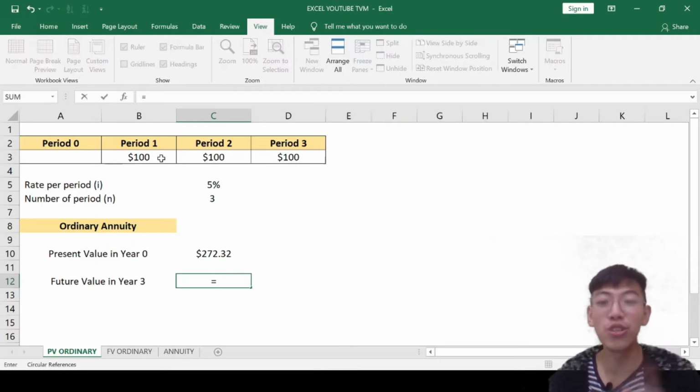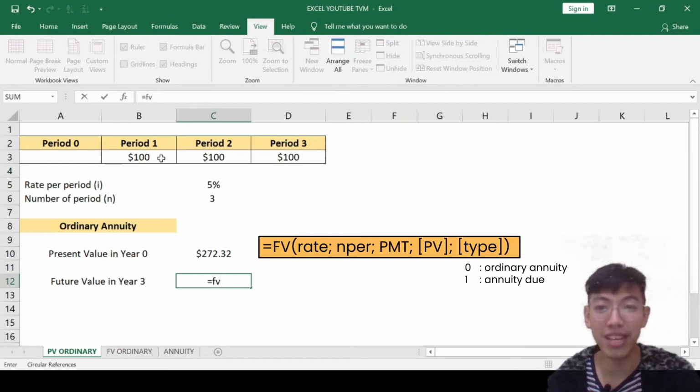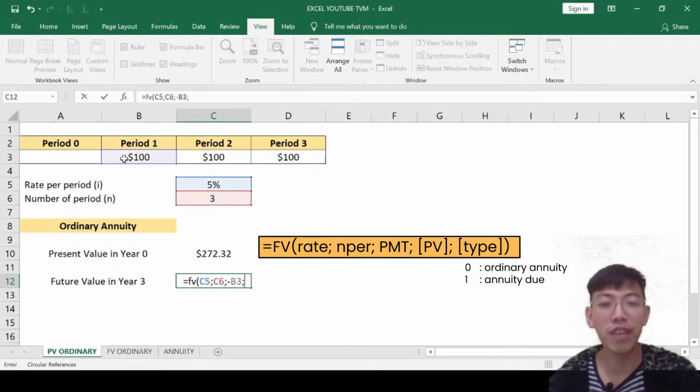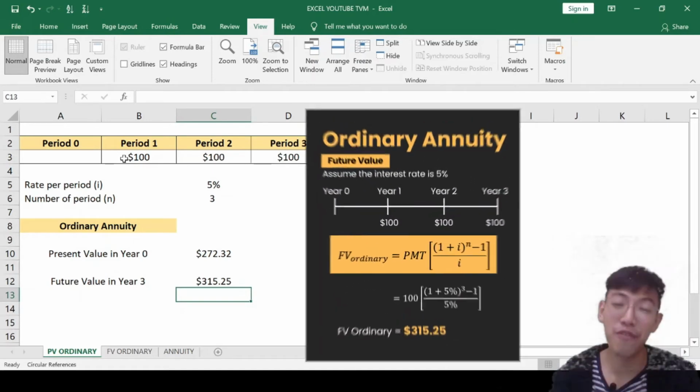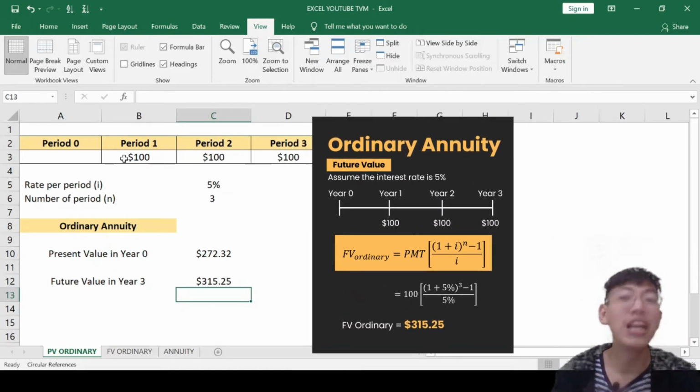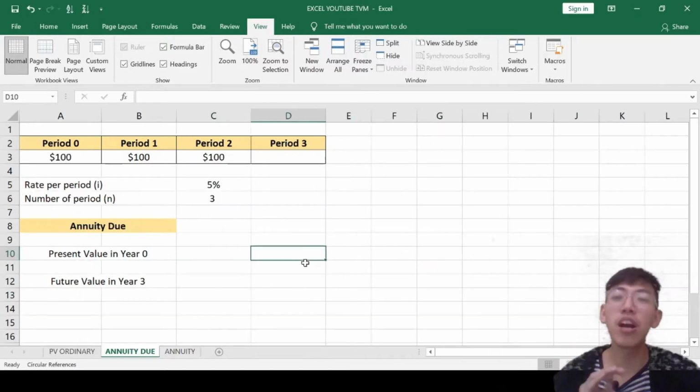Same. Just use the formula equals FV, not PV, FV, open bracket, the rate, number of periods, this is 3, PMT, don't forget to put minus 100, the PV, just directly type semicolon, and then choose 0 because it is an ordinary annuity. 315.25. Look at the previous answer in the previous video. It is the same, right? 315.25.